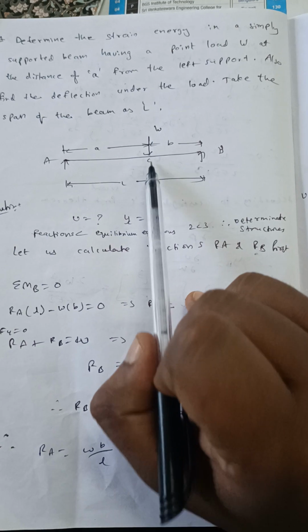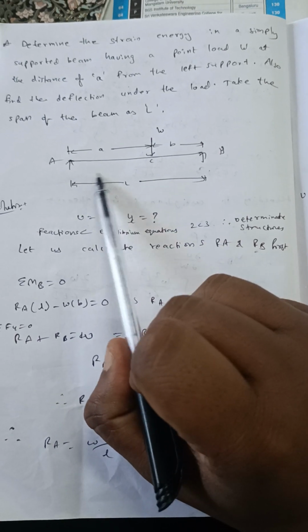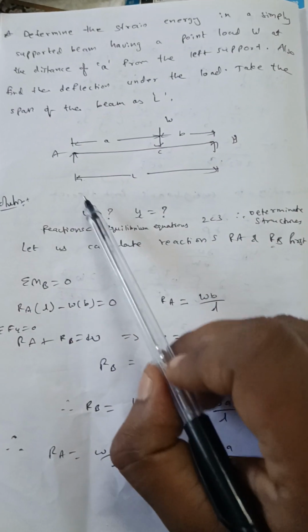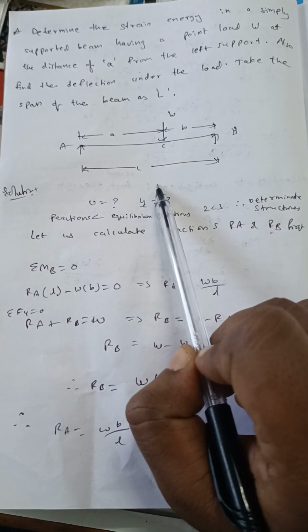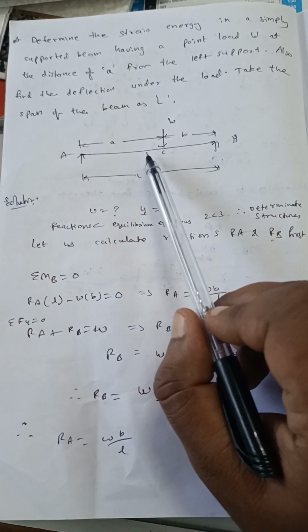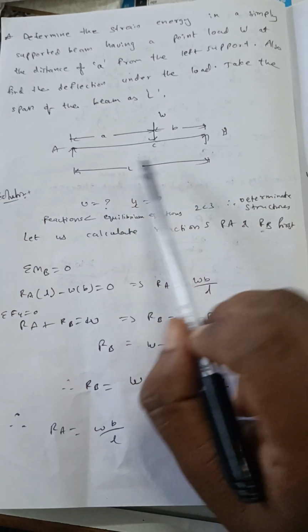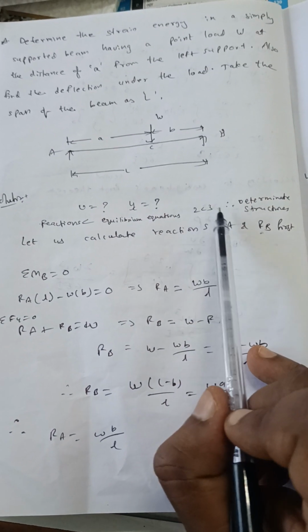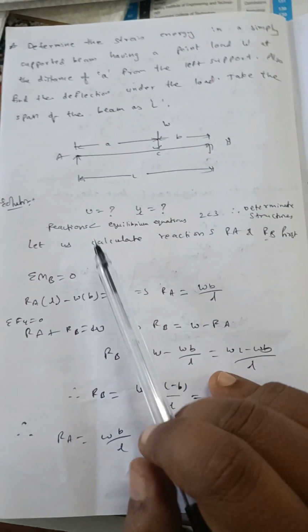So under the load, YC we need to find. Take the span of the beam as L. So we need to find strain energy and YC. The total number of reactions here is 2. So 2 is less than the total number of equilibrium equations, 3, therefore it is a determinate structure.